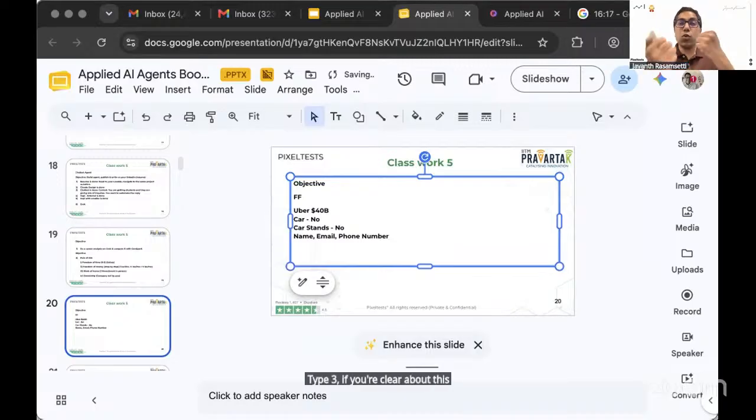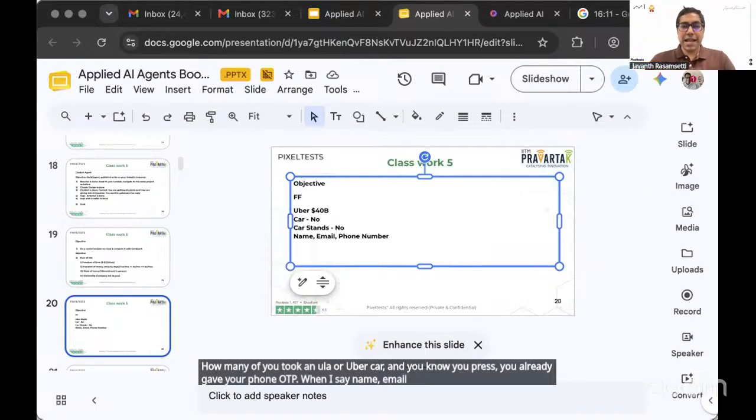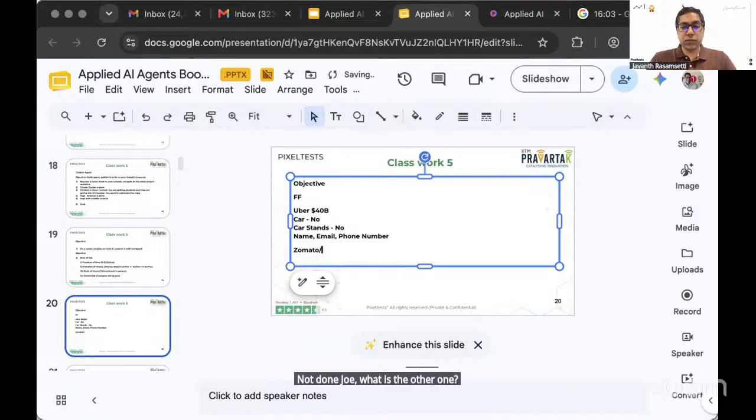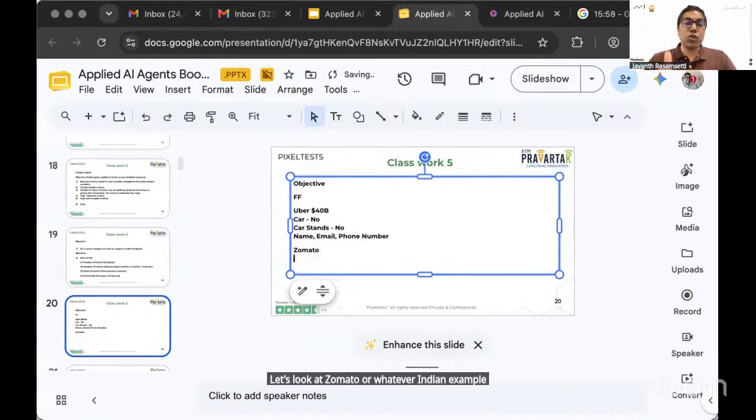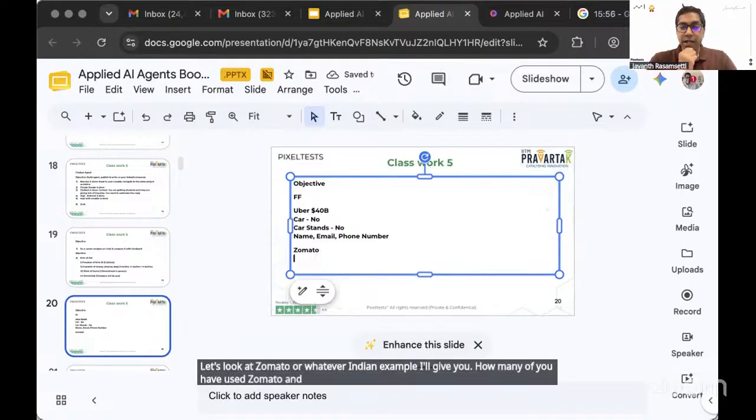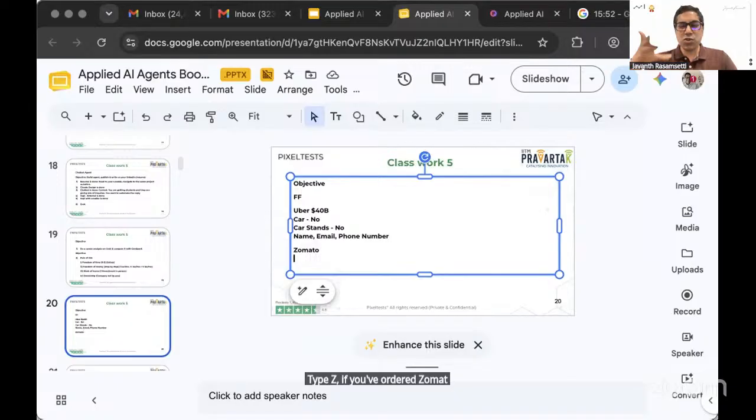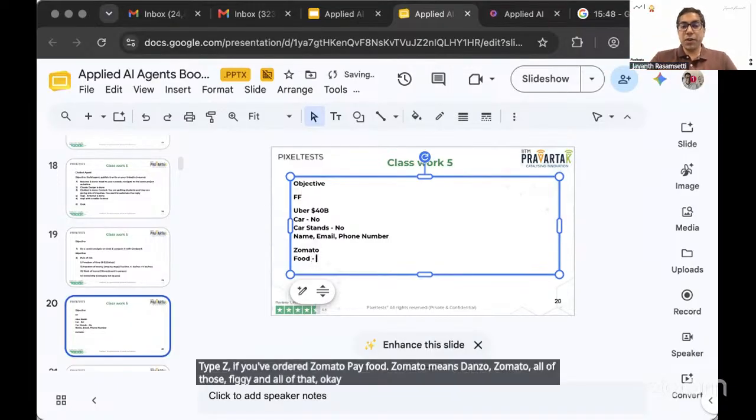How many of you took an Ola or a Uber car and you already gave your phone OTP? When I say name, email, phone number, okay. Now let's look at Zomato, or in the US, let's look at the delivery ones. Let's look at Zomato, an Indian example I'll give you. How many of you have used Zomato and ordered food? Type Z if you have ordered food on Zomato. Zomato means Dunzo, Zomato, Swiggy and all of that, okay? Does it own food? No.